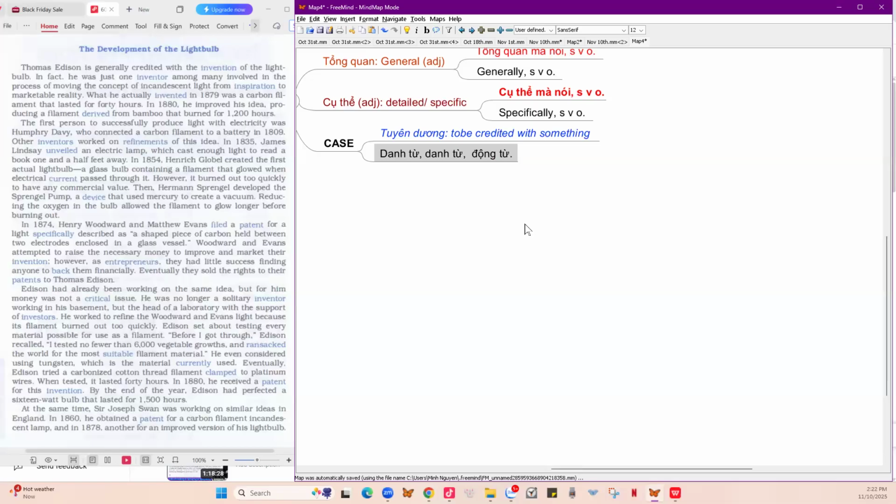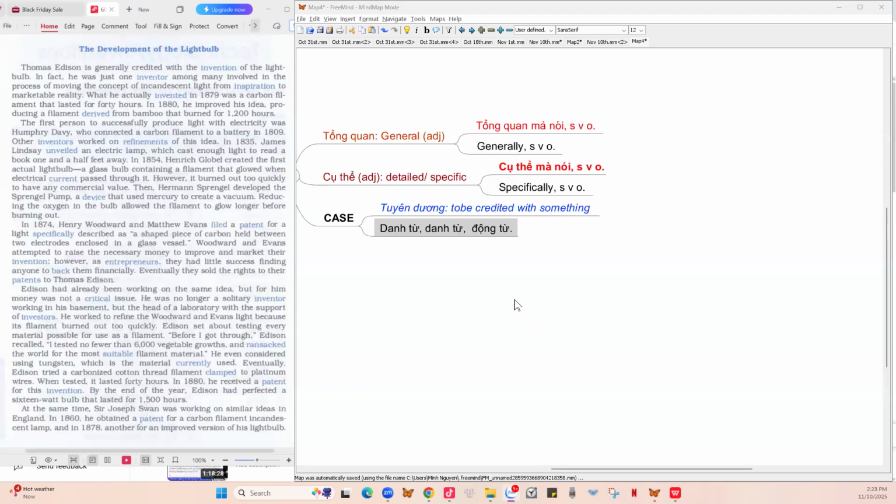Let's go. Thomas Edison, the inventor of the light bulb, is credited for his invention. Is credited for his invention. Is credited with his invention.